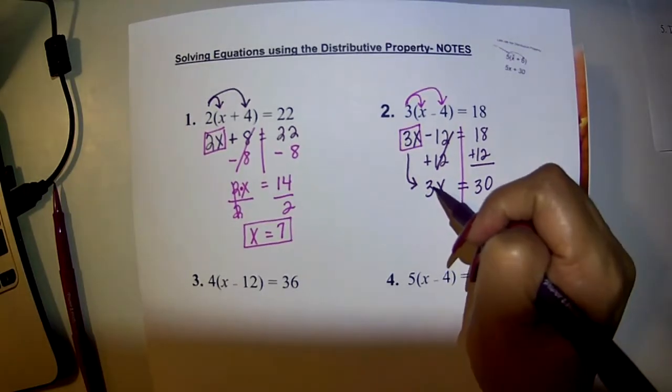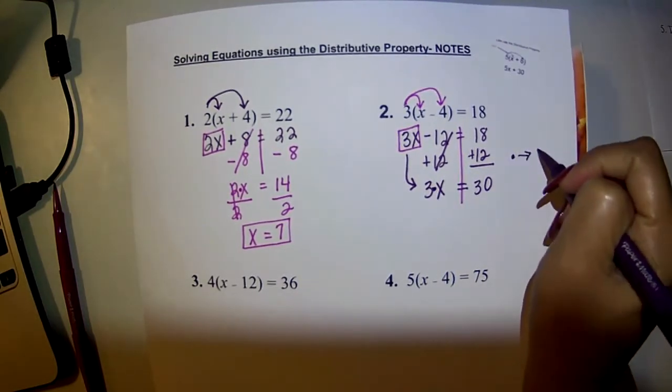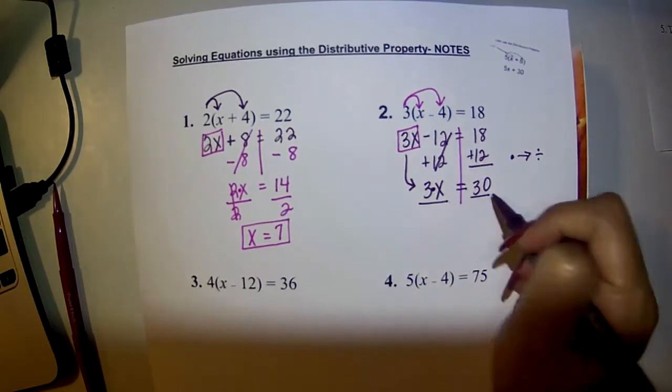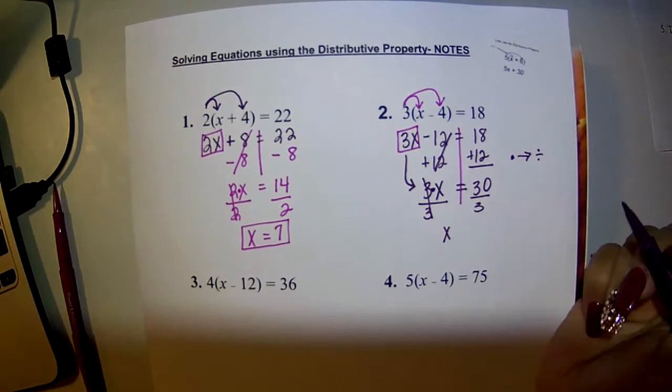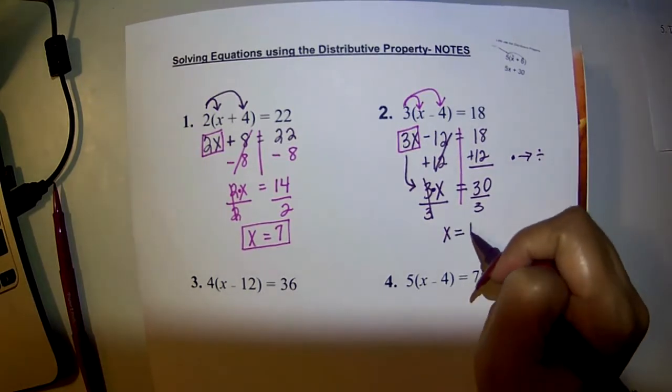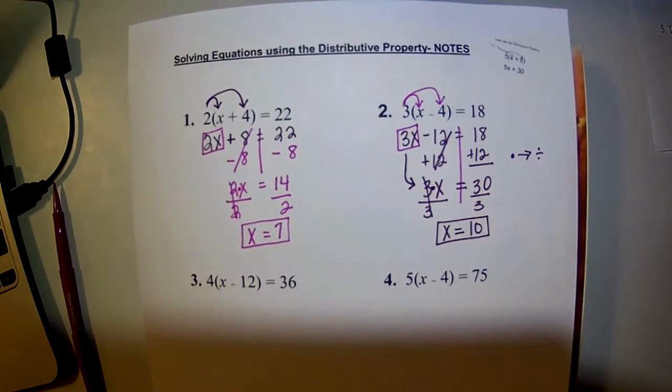There's an imaginary multiplication symbol. The opposite of multiplication is to divide. So we will divide both sides by 3. And again, because we're trying to get x by itself, we are isolating it. x is equal to 10.